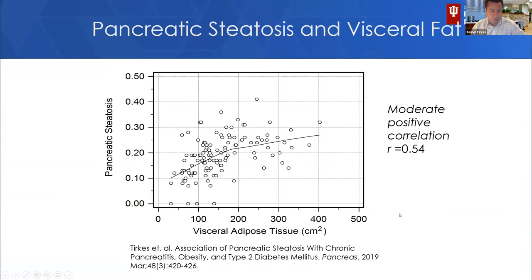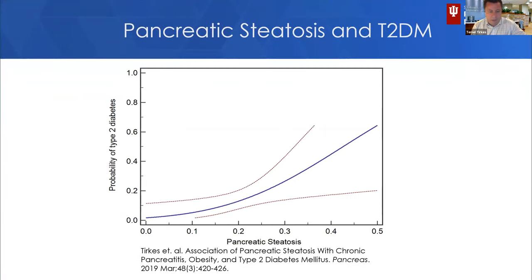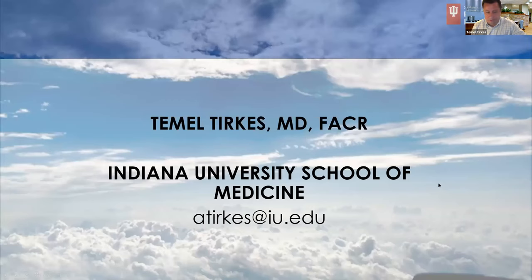So why is that important? Because recently we showed that pancreatic steatosis, or amount of pancreatic fat, is directly correlated with the visceral adipose. So it is part of metabolic syndrome. We know that hepatic steatosis is commonly associated with visceral adiposity, but nobody talks about the pancreatic steatosis. And if you look at the pancreatic steatosis, amount of pancreatic fat increasing, probability of type 2 diabetes is also increasing. So this is something to consider in type 2 diabetic patients and what is happening to the pancreas.